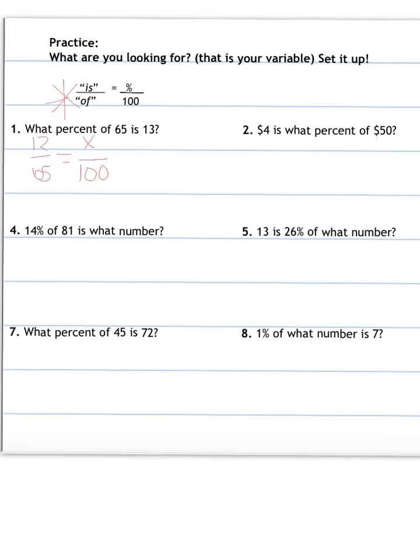of 65, so 65 is on the bottom, and the is, 13, is on the top. Again, do your cross multiplication.